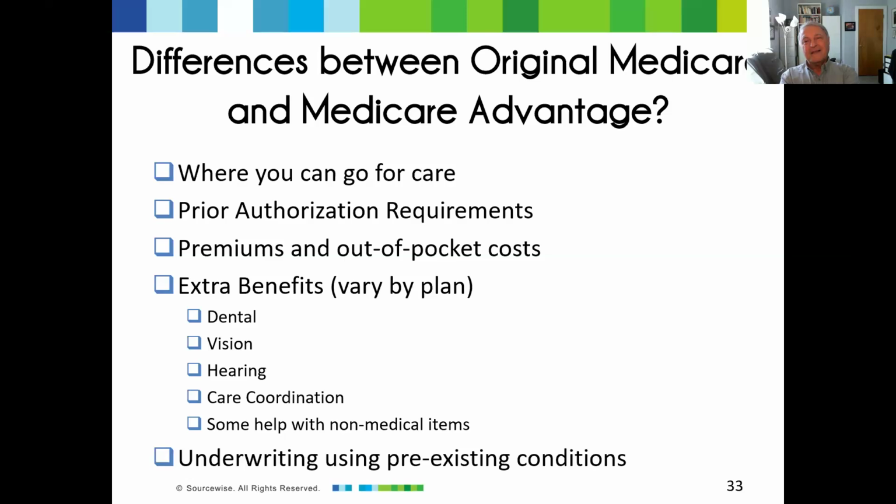So, differences between original Medicare and Medicare Advantage. Prior authorization, which I just mentioned, is a very significant difference. Where you go for care: with Medicare Advantage, you're restricted to their network. Out of network, you go to visit, nope, you're not going to be covered. So where you go for care, in network or the flexibility to go anywhere. The premiums and out-of-pocket costs are also very different.